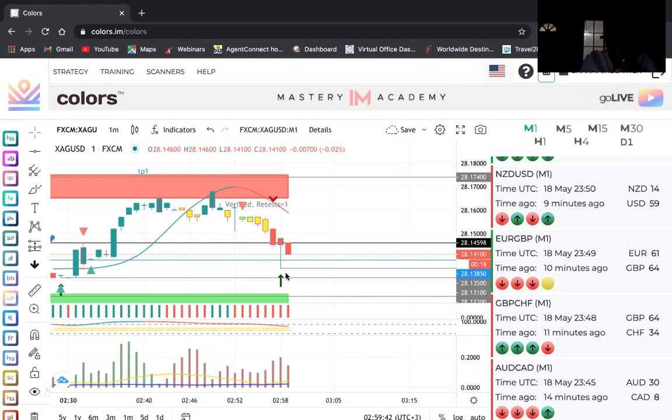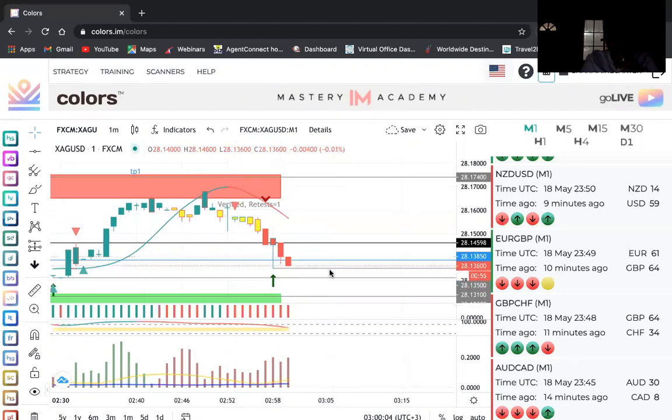So it just created a new level right here, and look what's gonna happen. It only has two choices now, either to move all the way up or continue dropping, but it's rejecting off of this level right here. Let's see if it's gonna break this level.